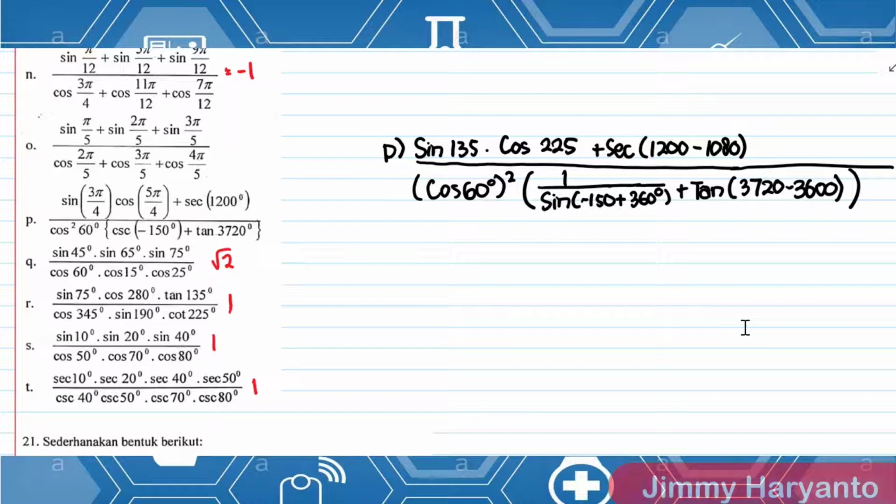Okay guys, for O, I think you cannot do that, because the number is not calculatable. So I think we can skip O, and then we will go to P.